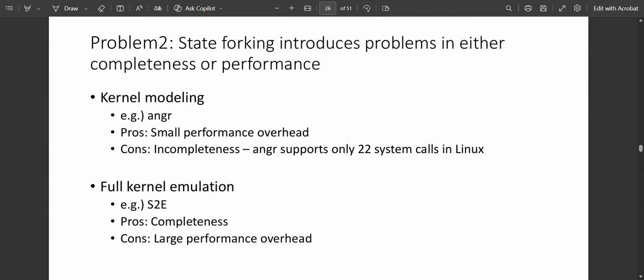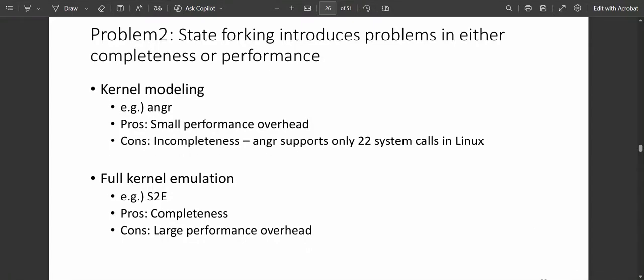And the other problem we have with state forking is kernel modeling. Angr has its own pros and cons: small performance overhead, and angr supports only 22 system calls in Linux. Then there is full kernel emulation, S2E, which has its own positive things, which is completeness, but a large performance overhead, where it has more than 22 system calls in Linux.